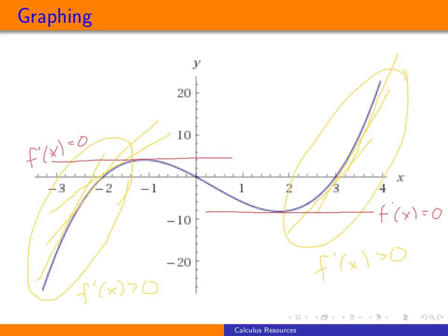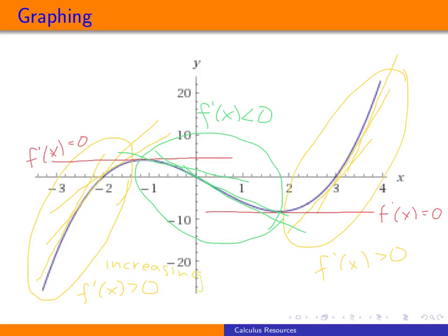And on this middle portion, right here, when I draw the tangent lines, what I can see is that all of those tangent lines have negative slope. So right there, f prime of x is less than 0. And if I think about how I would describe the shape of this graph, where those tangent lines are going uphill in the orange, where f prime of x is greater than 0, that's where the function is increasing. So it's increasing in 2 locations there.